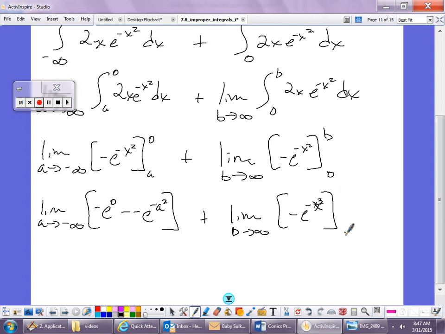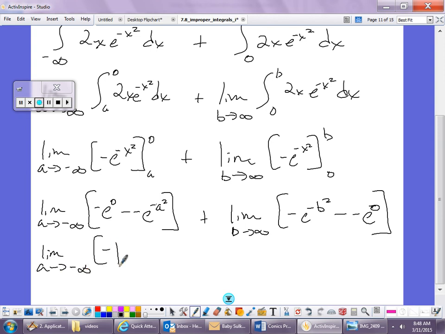So let's call this negative e to the negative b squared minus negative e to the 0 power. This gets a little tedious, but it's worth going through the details here. Negative 1 plus e to the negative a squared.